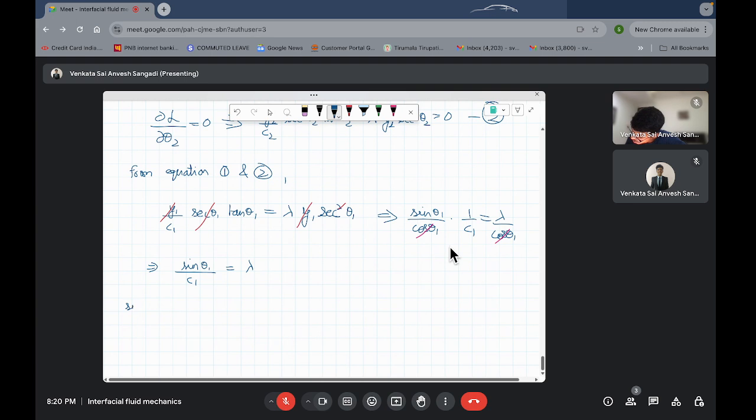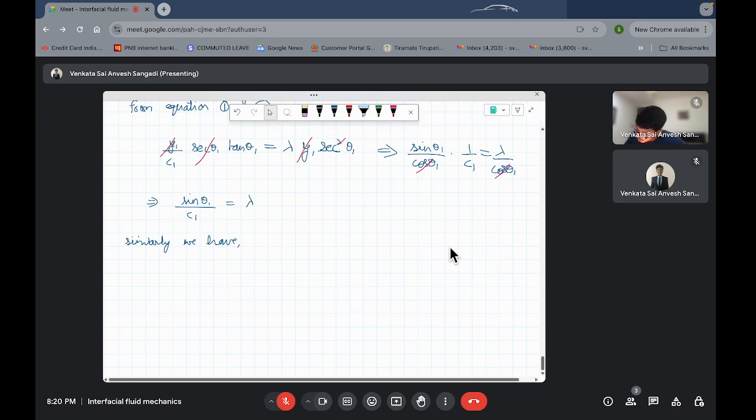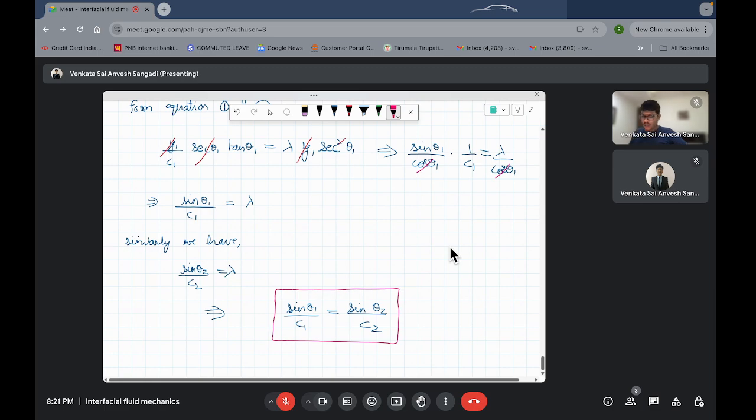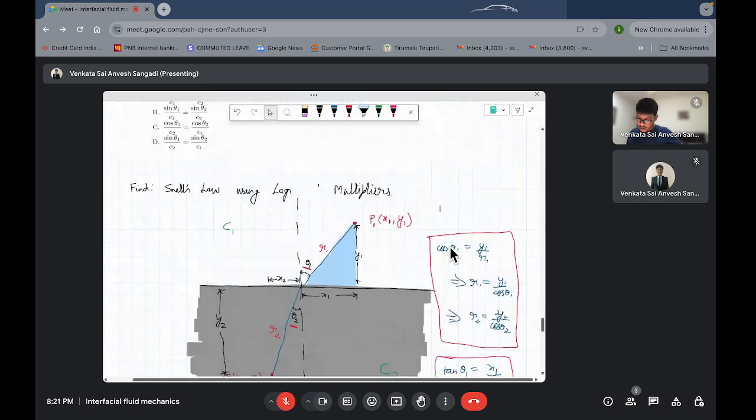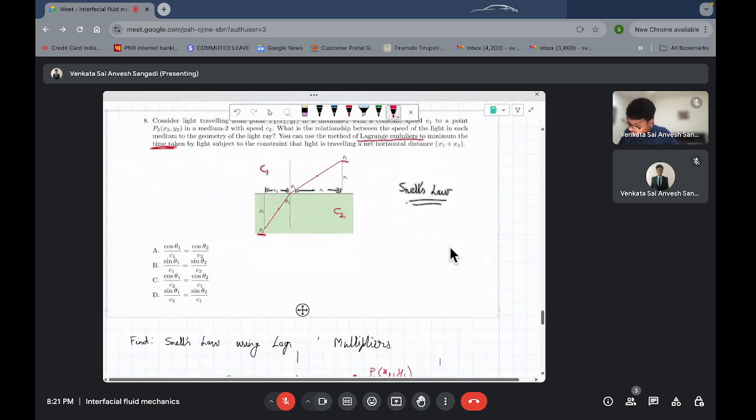Similarly, we have sin theta 2 by c2 is equal to lambda, which gives us the relation sin theta 1 by c1 is equal to sin theta 2 by c2. Therefore, the correct option is sin theta 1 by c1 is equal to sin theta 2 by c2.